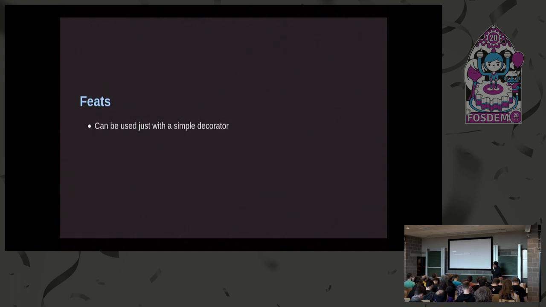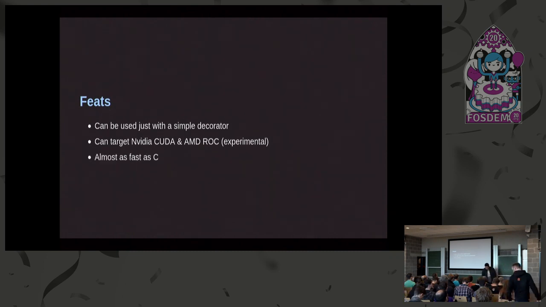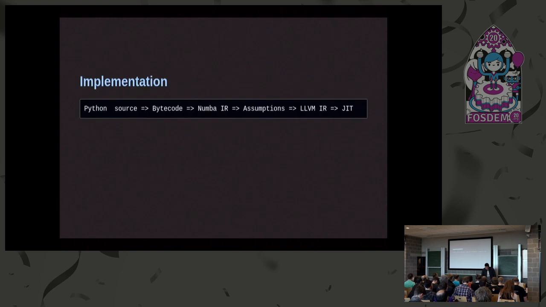It's used with a simple Python decorator. You just add something at the top of the function called jit, and Numba automatically handles everything else. It supports NVIDIA CUDA and AMD ROC experimentally. It's almost as fast as C in some cases, which is pretty good.